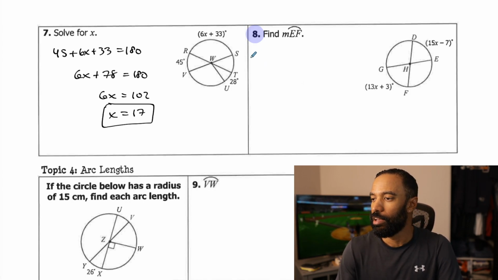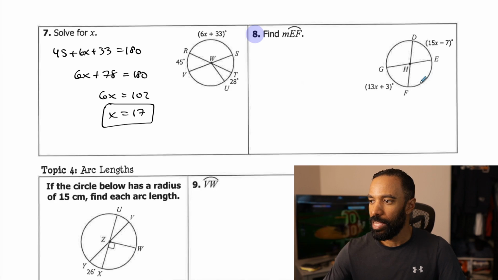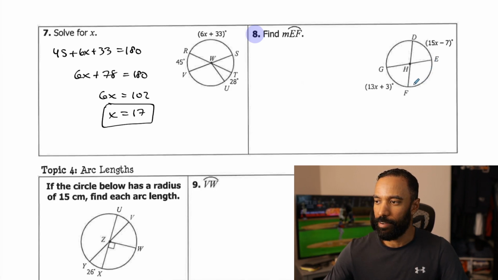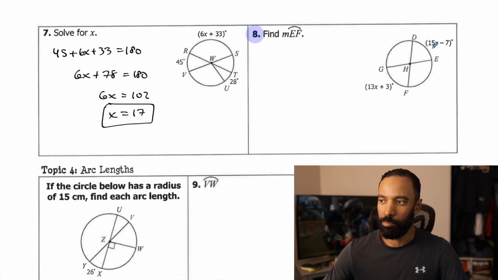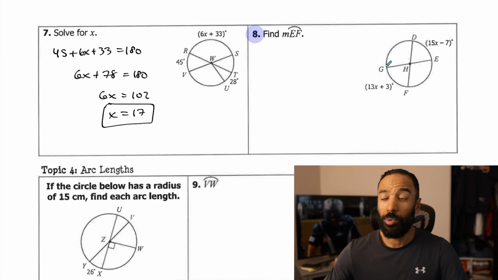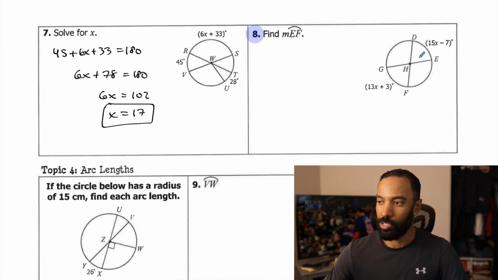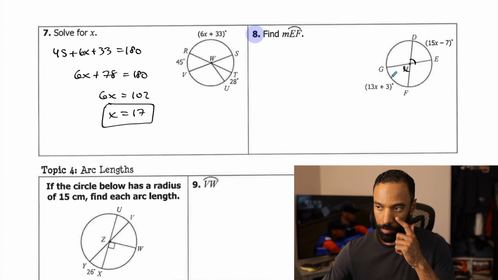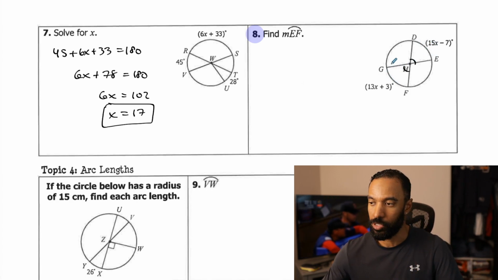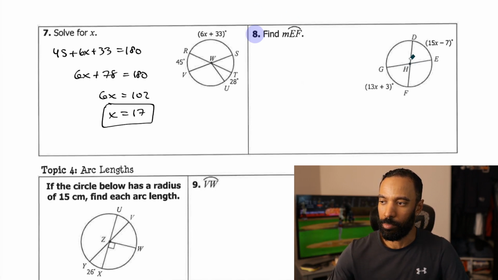All right, number 8, find measure of arc EF. EF is this guy right here. Now, in order to find this, remember, it'll be supplementary. It'll form a semicircle with, say, GF or ED. So it's important that we find either one of these. Now, these two will be congruent. When diameters intersect each other like this, these become vertical angles that are congruent. Central angles are equal to their arc measures. So those arcs are also congruent, or the measures are equal.